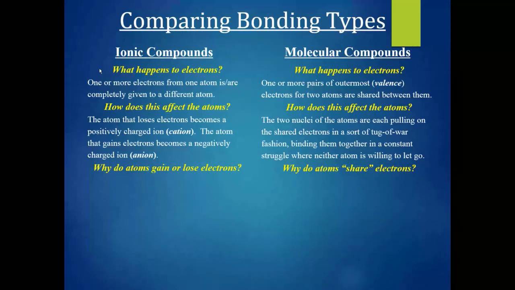So why do atoms gain or lose electrons? This is an important question. It's not asked often enough. Why do atoms gain or lose electrons? Or why do they share electrons? Are they trying to become stable? Yes, they're trying to become stable. Exactly.